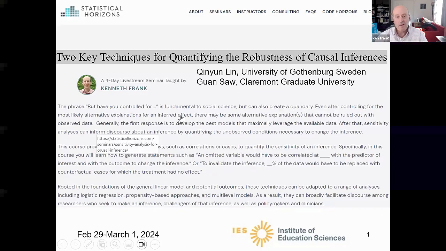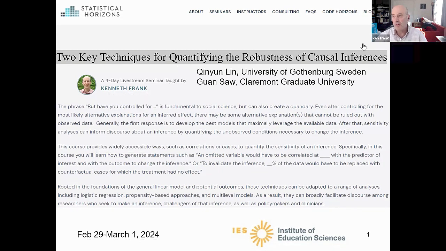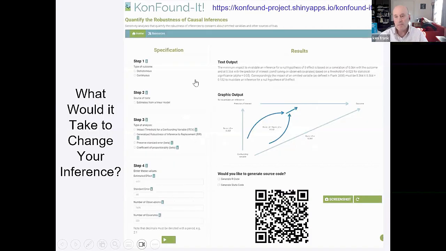So here we are. Here's the course that you signed up for. We'll be talking about two key techniques for quantifying the robustness of causal inferences: the robustness of inference to replacement, RIR, and the impact threshold for a confounding variable, ITCV. We'll learn about all those as we go along. There will be a brief opportunity to talk about some other techniques tomorrow, but it'll be fairly brief. This is kind of a reduced form course, so we'll be mostly focusing on these techniques and also how they relate to others.